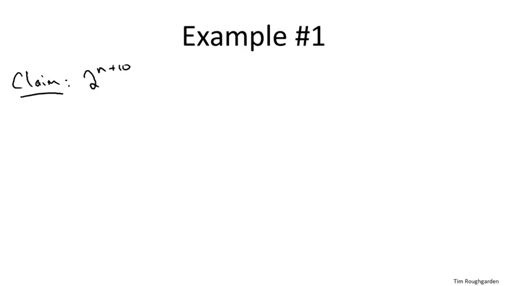Okay, so it's the 2 to the n function that you're all familiar with, but I'm going to shift it by 10. And the claim is that this function is big O of 2 to the n, so without the 10. So how would one prove such a claim?